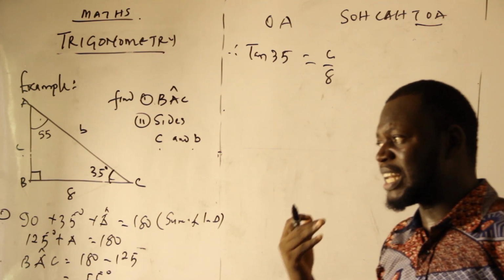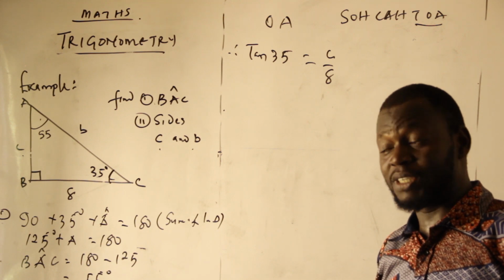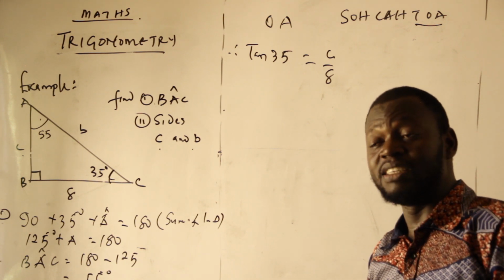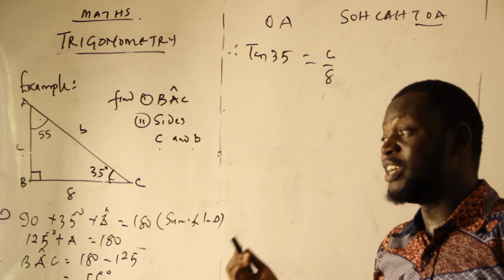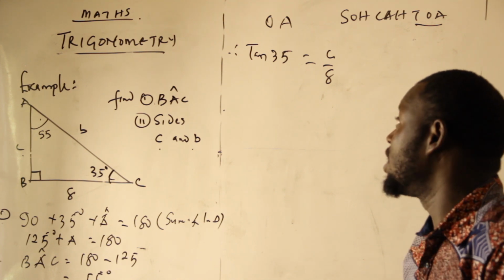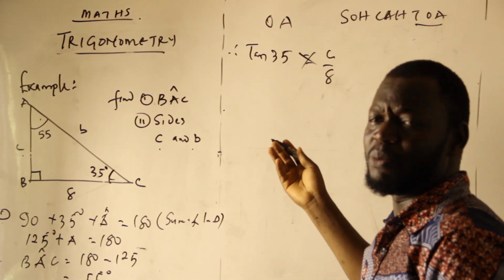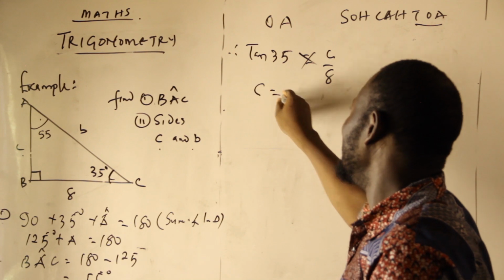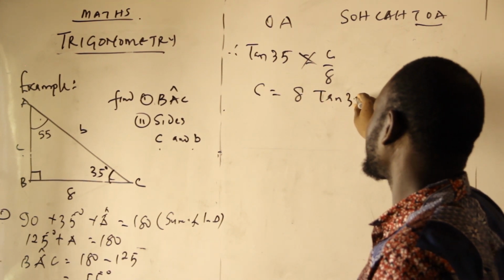This topic starts from SSS 3. So if you are an SSS 3 student, you can definitely go through this, especially for NECO and WAEC students, whichever state you are in, you can actually access it. It's easier. So from there, we cross multiply. From here, we have c is equal to 8 tan 35 degrees.